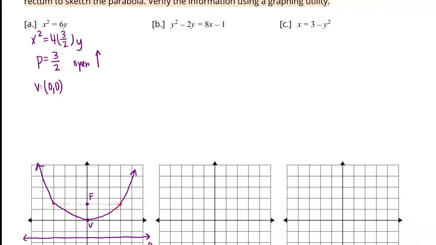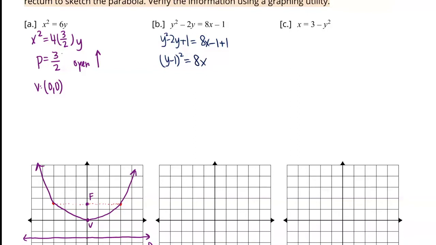Okay, we have 2 more parabolas to graph and analyze. So here's what we're looking at for B. I've got y stuff that's being squared, so I'm going to complete the square for y on the left and then move everything else to the right. So on the left hand side, we've got this y squared minus 2y. I'm going to complete the square by taking half of 2 and squaring it, so I'm going to add 1 to that. And then on the right, we've got 8x minus 1, and then I'm going to add 1 to that. So I've just forced the left-hand side to factor to be y minus 1 squared, and on the right, we're just going to have 8x.